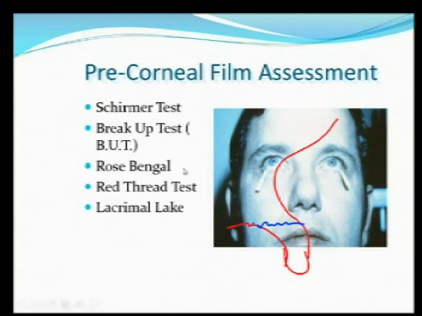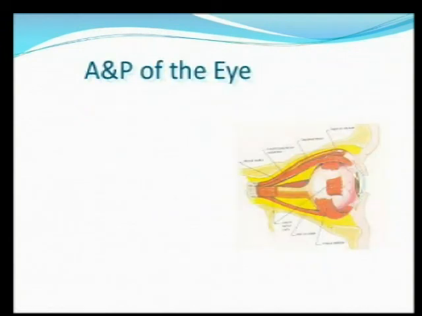A couple other tests are used much less frequently. There's a Rose-Bengal test where you put a fluid in and it stains devitalized cells. It doesn't have to be a break in the cornea, just has to be devitalized or not healthy enough to keep the stain out. Rose-Bengal testing typically wouldn't be done unless you had a borderline breakup test. Okay, let's move on to the eyeball itself.